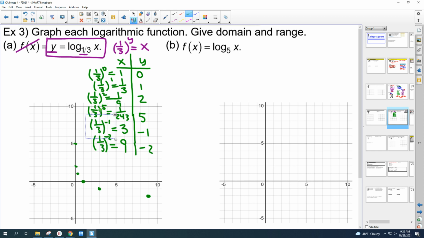And I'm out of room. I can probably draw my graph now. It's going to be flat on that axis right there, and then it's going to curve around and hit those things. Okay, that's what the graph is.